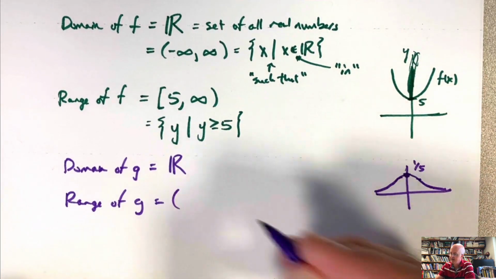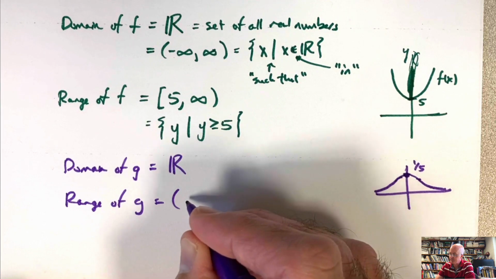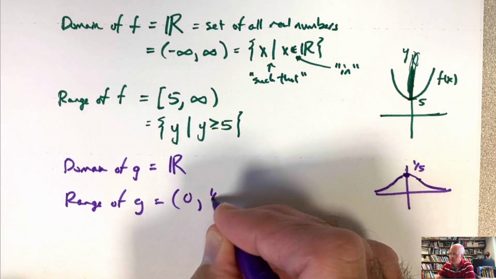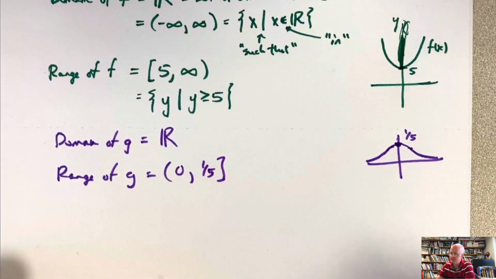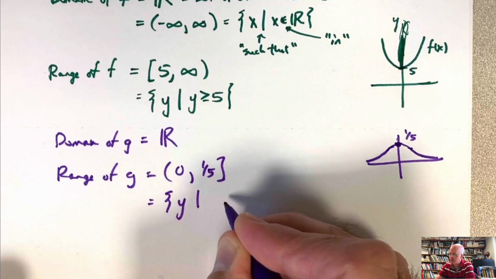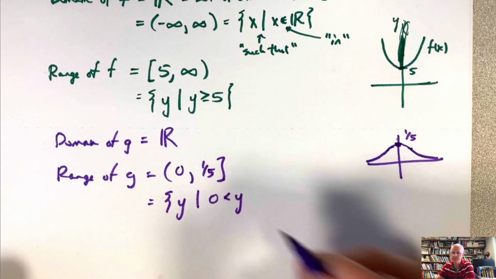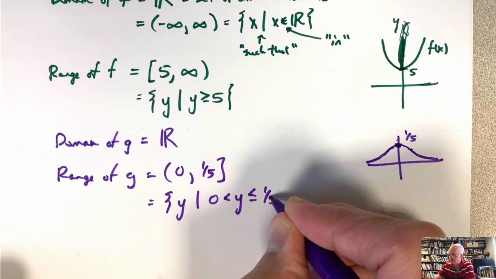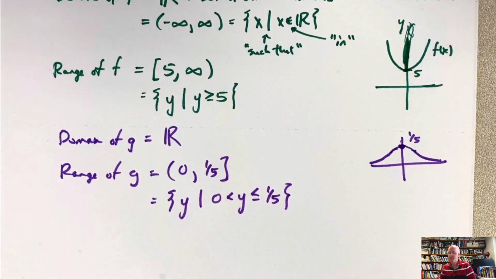So in interval notation, we go from 0 to 1/5, not including 0, but including 1/5. That will be the range of G. Set of all y values such that y is strictly greater than 0, 0 is strictly less than y, and y is less than or equal to 1/5. That'll be the range of G.